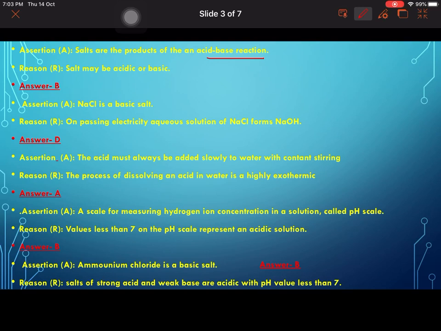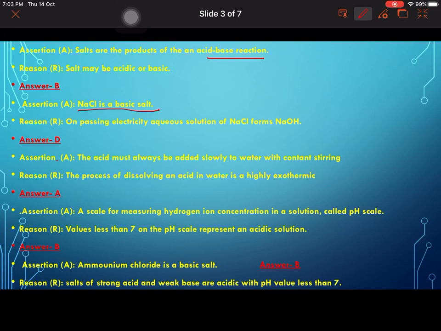NaCl is a basic salt. On passing electricity, aqueous solution of NaCl forms NaOH. So NaCl is not a basic salt, it's a neutral salt because it is formed by HCl and NaOH. So A is wrong and R is correct, so answer D will be there.